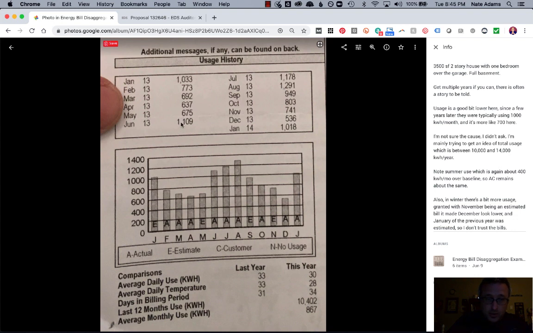And again, look at your summer. So their baseline now is about 700 kilowatt hours. Look, 1,100, 1,100, 1,300. So this is what, 500 more than base, 600 more, and the other ones are 400 more. So that 400 kilowatt hours per month for cooling, that sounds about right. So that's $50 a month, something in that ballpark.